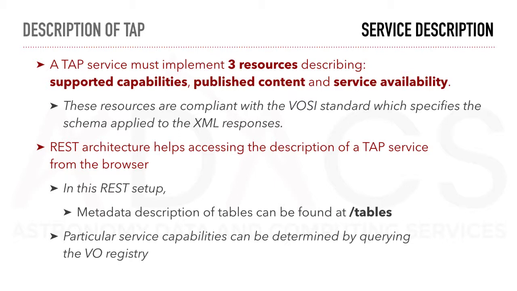A TAP service must implement 3 resources that describe the supported capabilities, published content, and service availability. These resources are compliant with the VOSI standard, which specifies the schema applied to the XML responses. REST architecture helps accessing the description of a TAP service from the browser. In this REST setup, metadata description of tables can be found at /tables. Particular service capabilities can be determined by querying the VO registry.